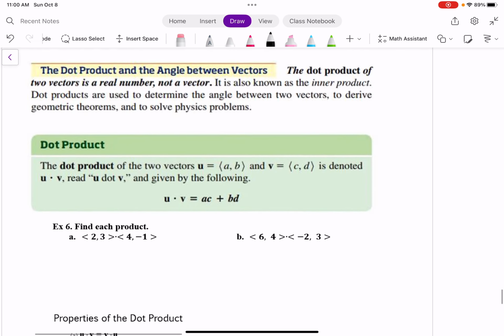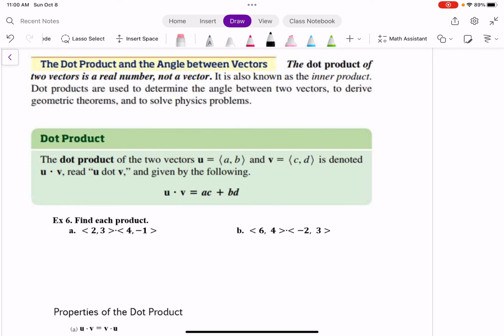All right, let's learn a new concept, that's the dot product. We also say this is a scalar product. Dot product and angle between vectors. The dot product of two vectors is a real number, not a vector. So the solution of the dot product must be a scalar or a real number. It is not a vector.